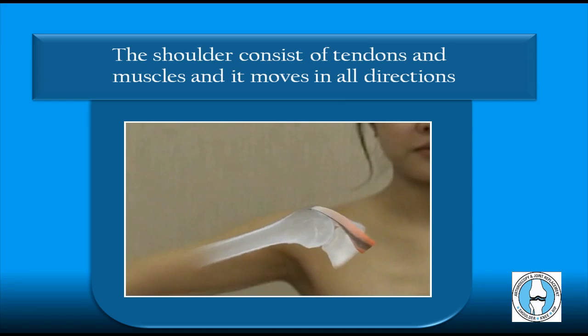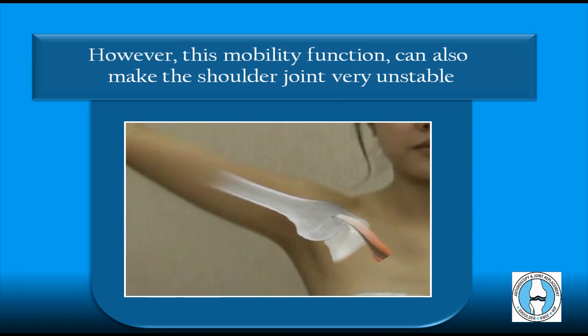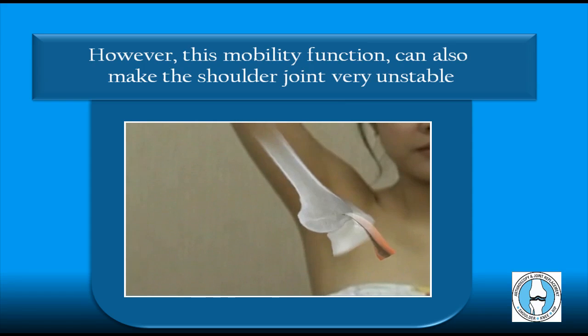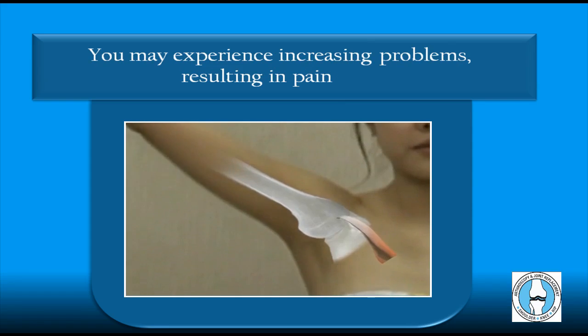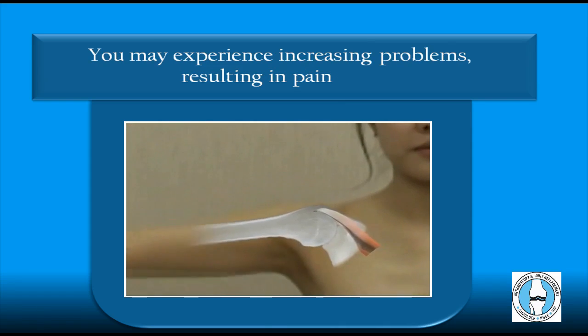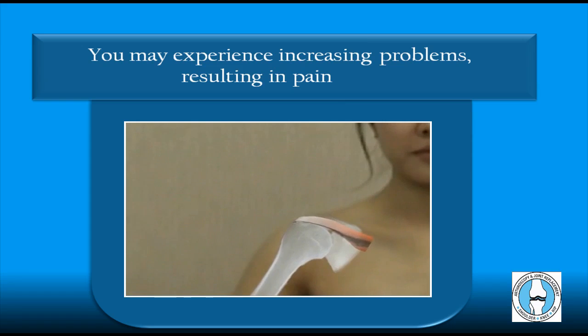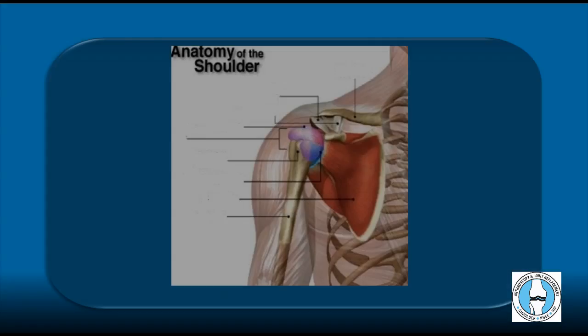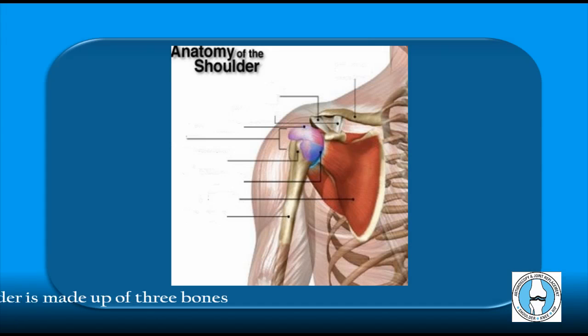The shoulder, being the most mobile joint in the body, consists of tendons and muscles, which allow moving in practically all directions. However, this mobility function can also make the shoulder joint very unstable and therefore vulnerable to injury. You may experience increasing problems with instability or impingement of the soft tissue or bony structures in your shoulder, resulting in pain.